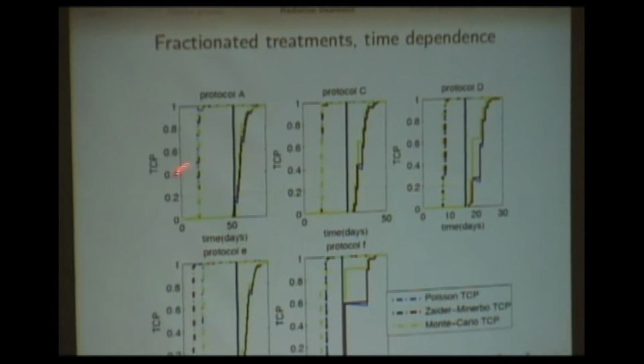Then the tendency for the other treatments, protocol A, protocol D, is basically the same story. So A is a 2-gray treatment, D is a 4-gray treatment, and these are hyperfractionation treatments where you give 2 radiation doses per day, 1 in the morning, 1 in the evening.